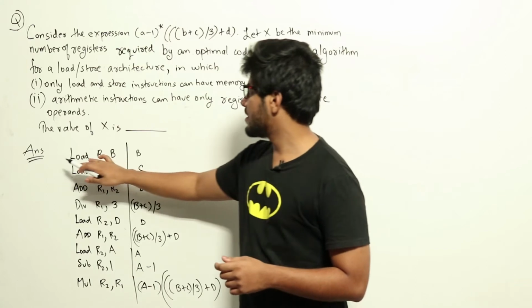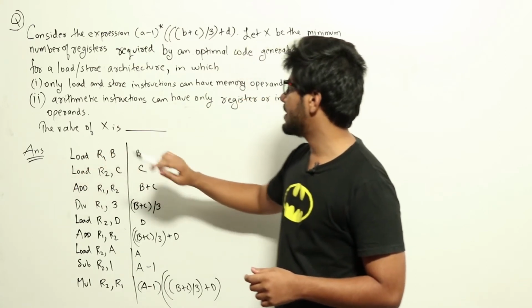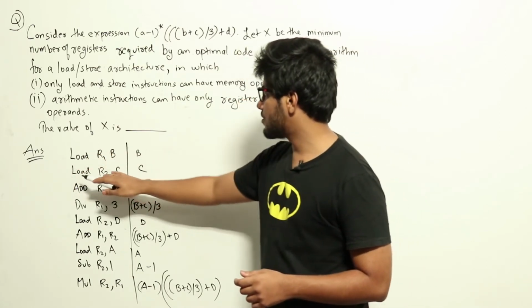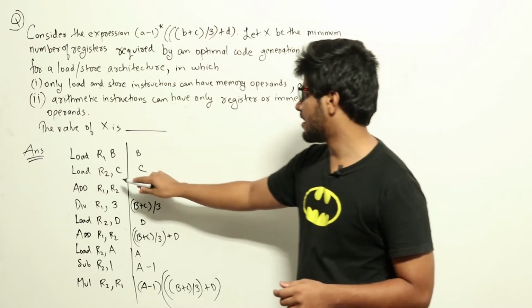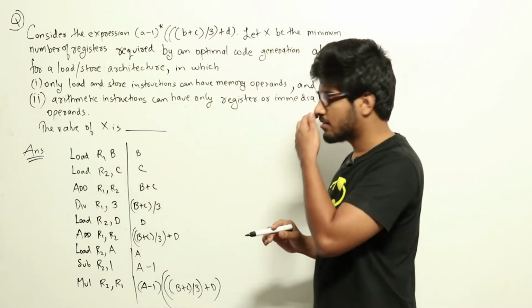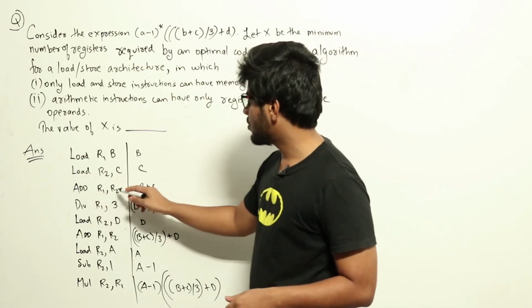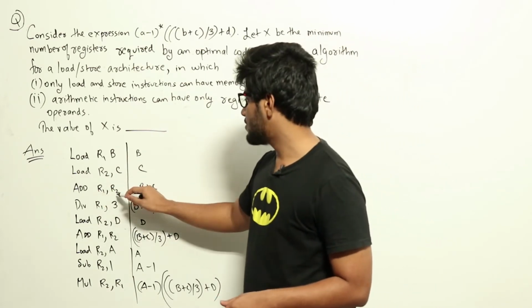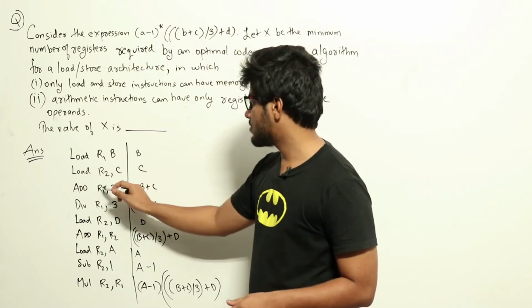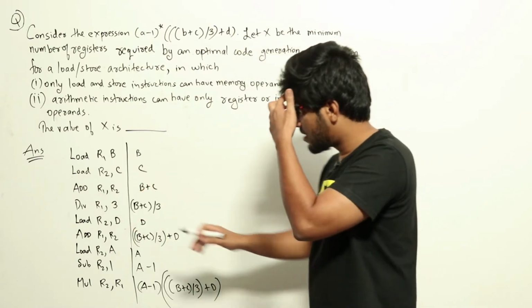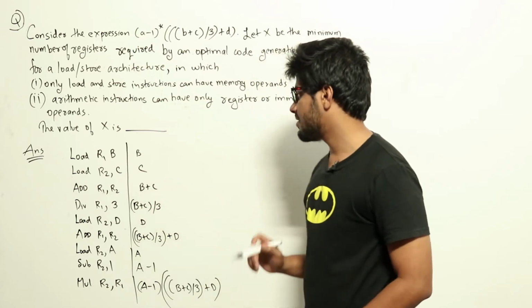Let us do this. Load R1 B, we are loading B to register R1. Load R2 C, we are loading C to register R2. So already 2 registers have been used up. Then I am performing add R1, R2. This means R2 and R1 will be added and the result will be stored in R1. Now this R1 will have B plus C stored in it.